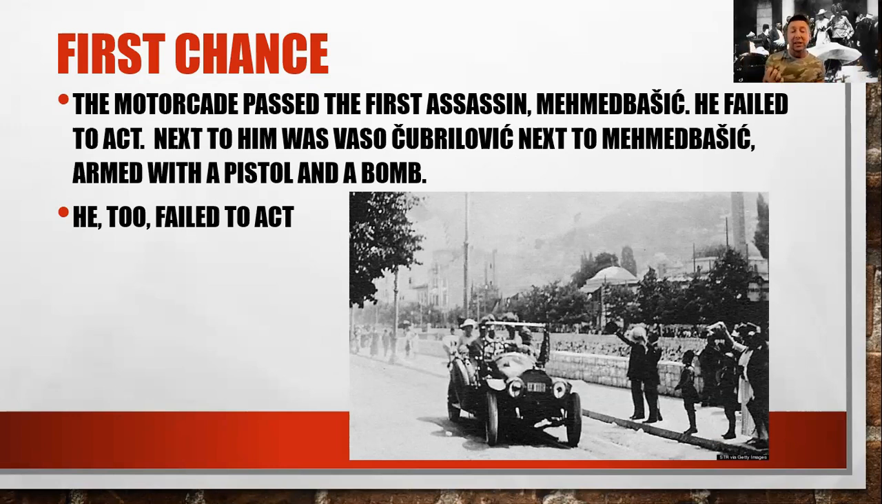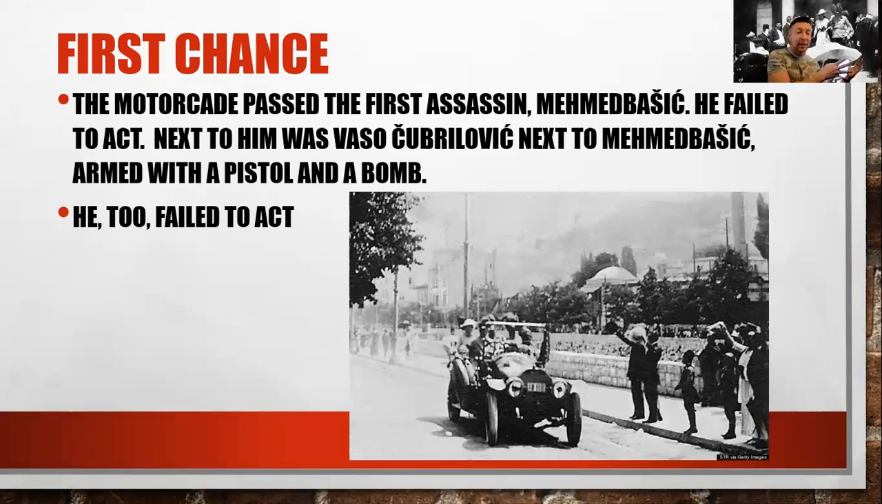That way they have multiple chances to get the Archduke in case one of them fails or a bullet misses or whatever, then the others can take their shot. They break up into three separate groups and they are armed with pistols as well as hand grenades or bombs. And they set up all the way along. And then they ask one of the police officers if they could point out which car has the Archduke in it, so they know exactly which one to target.